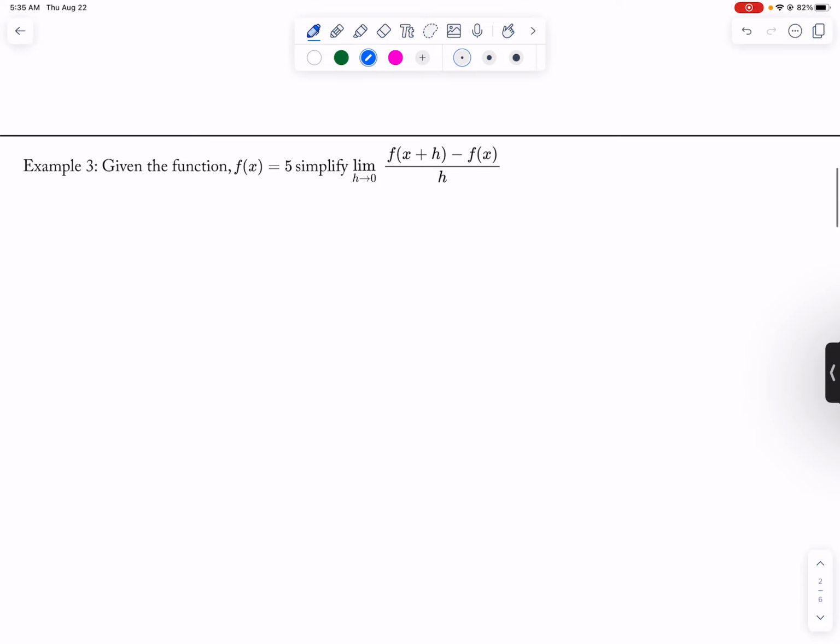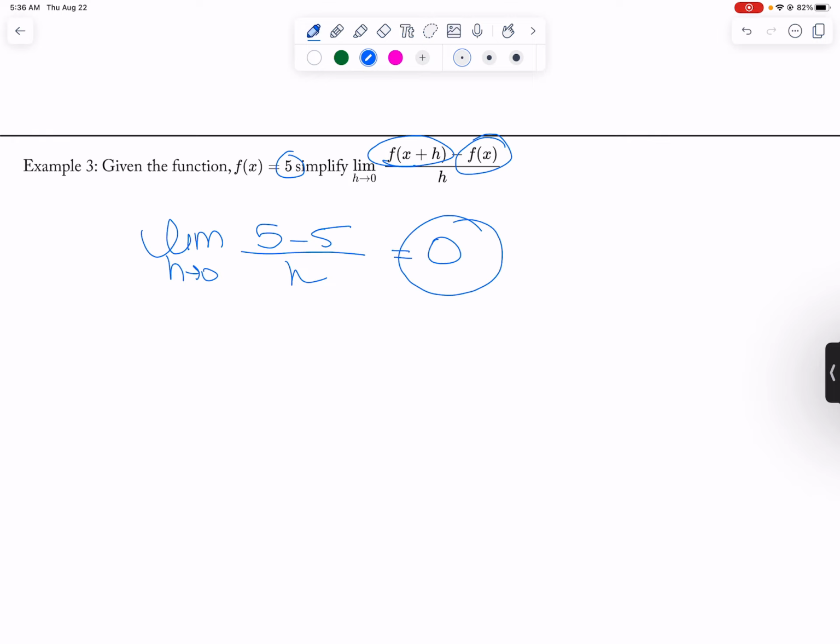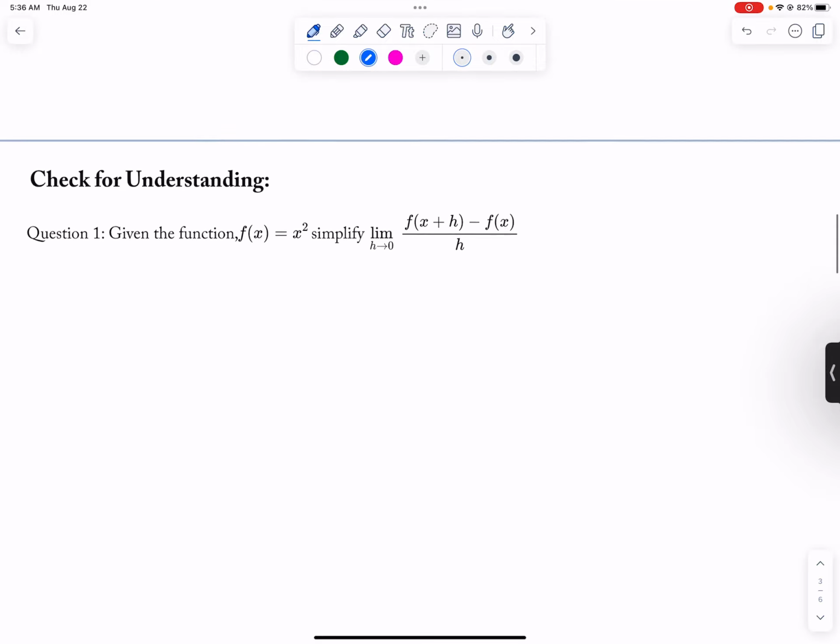Now this is one that's weird, because when I do f of x plus h, there's no x, so I can't plug x plus h in anywhere, so it's just 5. Again, f of x by itself is just 5, all over h. So I get 0 on the top, so the whole limit is actually equal to 0. So 0 over h is still 0, so then it just all goes away.